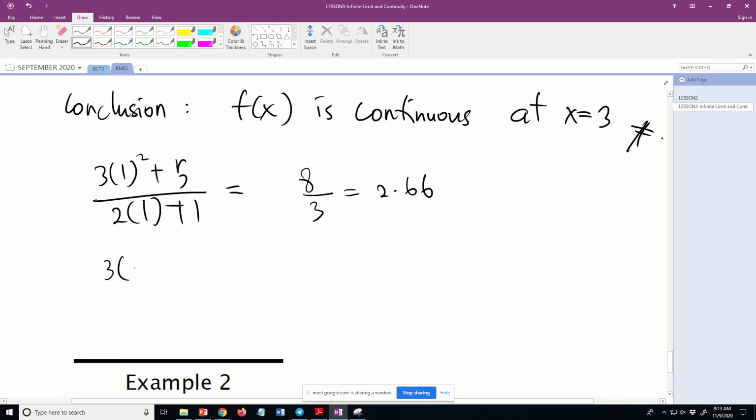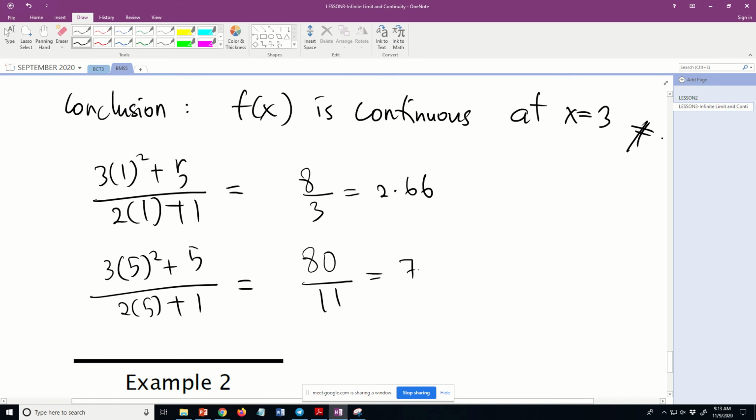Now I'm going to do substitution. 3 times, let's say I put 5, 5 squared plus 1, and then 2 times 5 plus 1. What's the answer? 25, 75 is 80. 80 divided by 11. Correct? Okay, what's the decimal? 7.27.